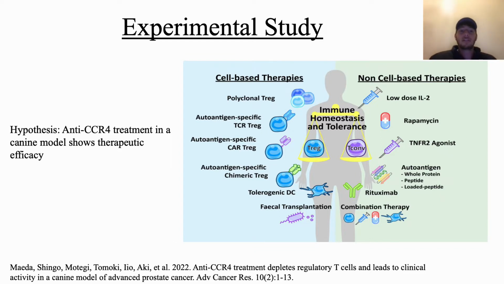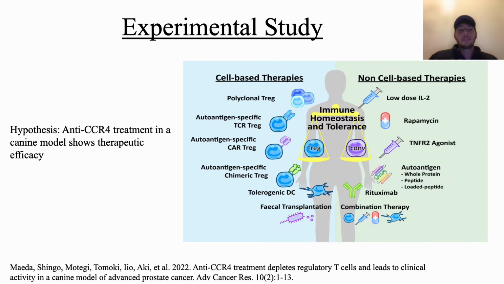For my experimental study, I decided to pick a paper that was called, at the bottom you can see right here, Anti-CCR4 Treatment Depletes Regulatory T Cells and Leads to Clinical Activity in a Canine Model of Advanced Prostate Cancer. Yes, that is a very long title, but I promise I will get through all the difficult words if you don't understand anything in that title, like anti-CCR4 treatment or what are regulatory T cells. But first, the hypothesis.